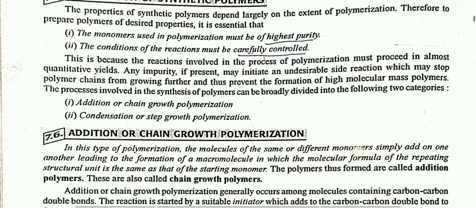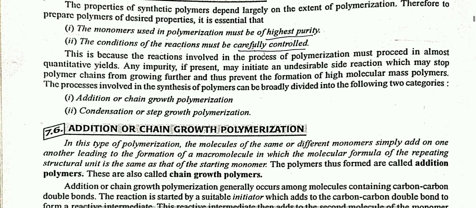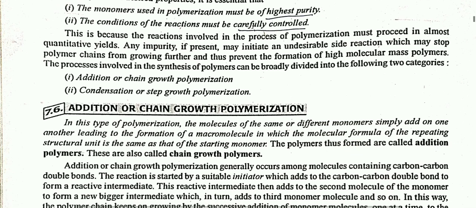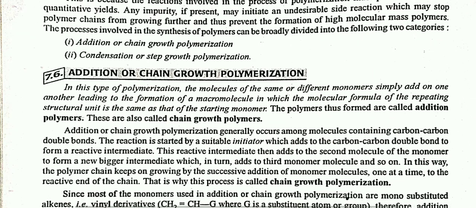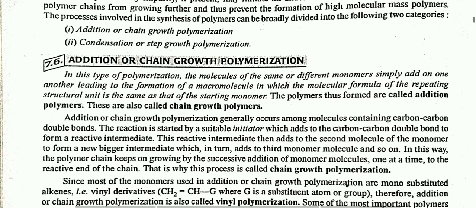The processes involved in the synthesis of polymers can be broadly divided into the following two categories: addition or chain growth polymerization, and condensation or step growth polymerization. Addition or chain growth polymerization. In this type of polymerization, the molecules of the same or different monomers simply add on to one another, leading to formation of a macromolecule in which the molecular formula of the repeating structural unit is the same as that of the starting monomer. The polymers thus formed are called addition polymers. These are called chain growth polymers.